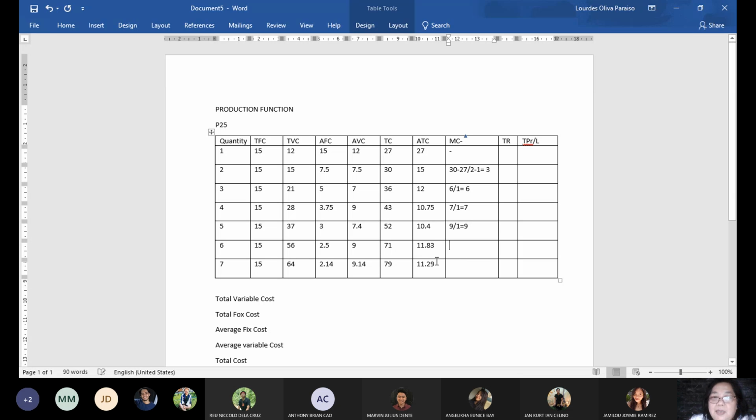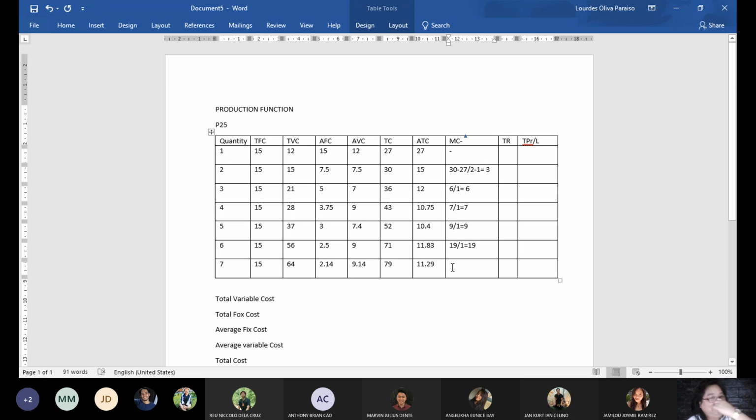And then you will have your marginal 71 minus 52 equals 9 point? Ano? 9.5 ba? 19 po, ma'am. 19. 71 minus 52. 19 po. 19. Divided by 6 minus 5 is equals to 1 still. So you will have 19.